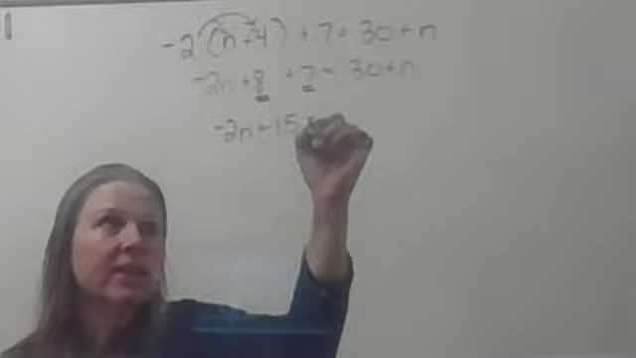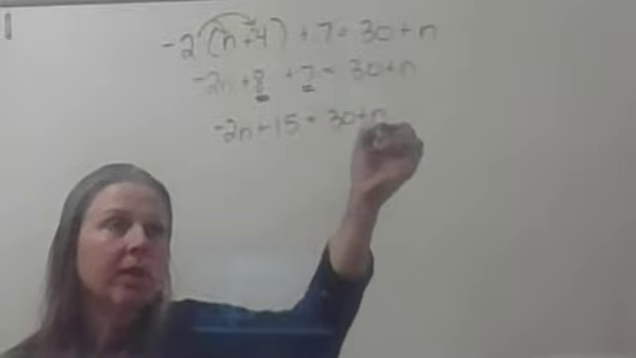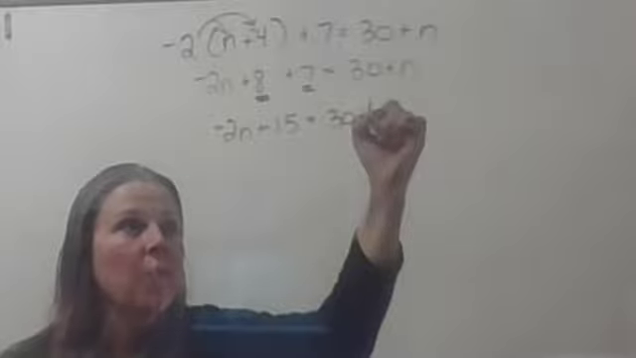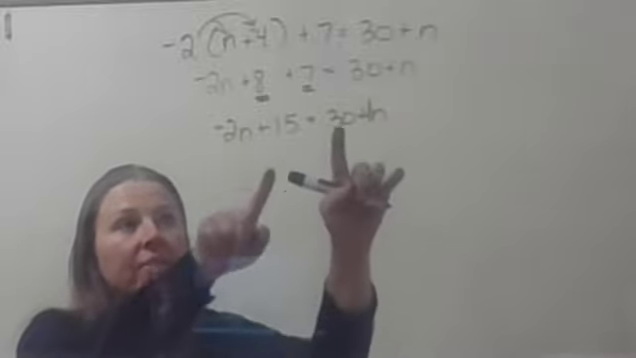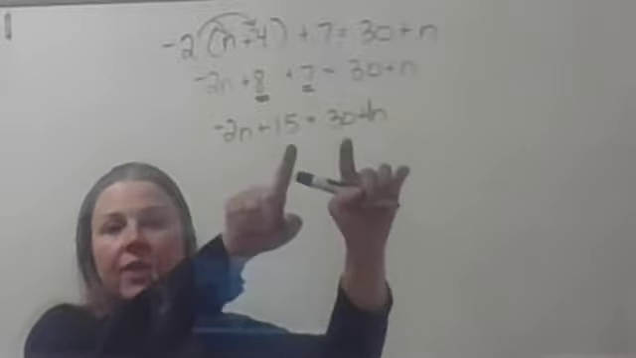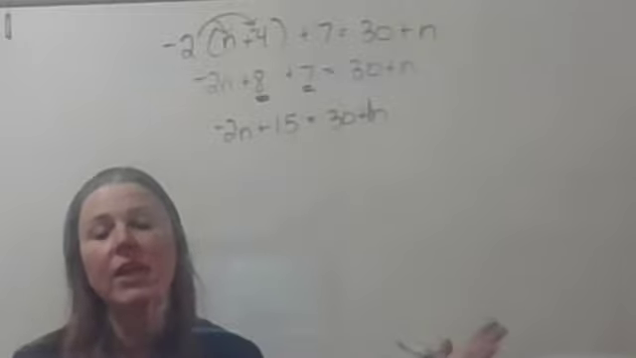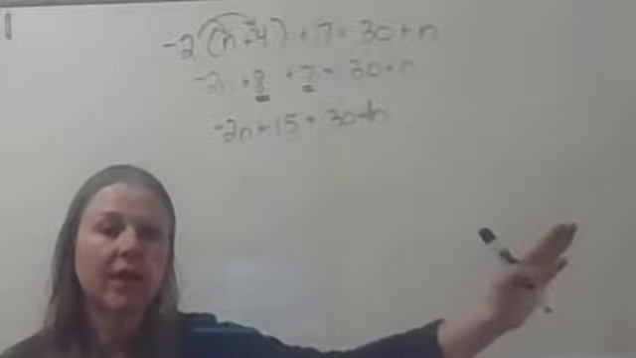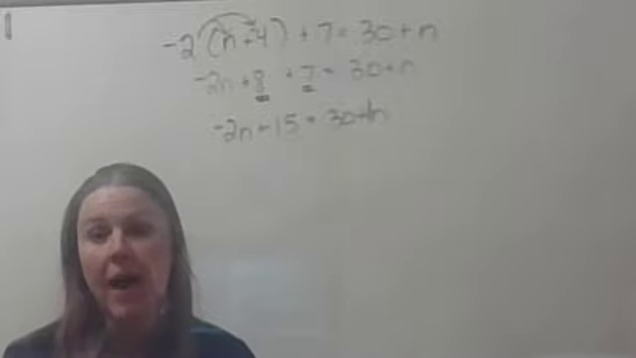So 8 and 7 is 15. So now n is the same thing as 1n. So there's letters on both sides and there's numbers on both sides. We need to get all of the letters together on one side and all of the numbers together on the opposite side. It doesn't matter which side.